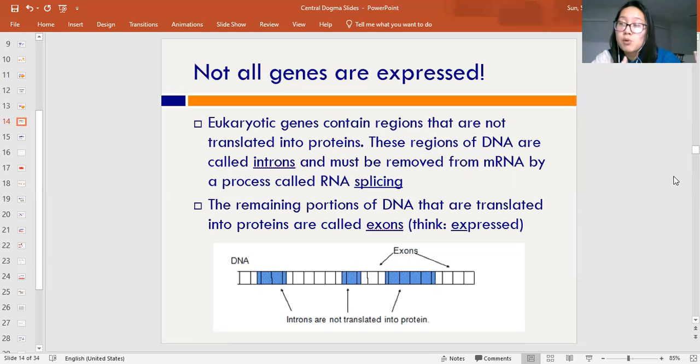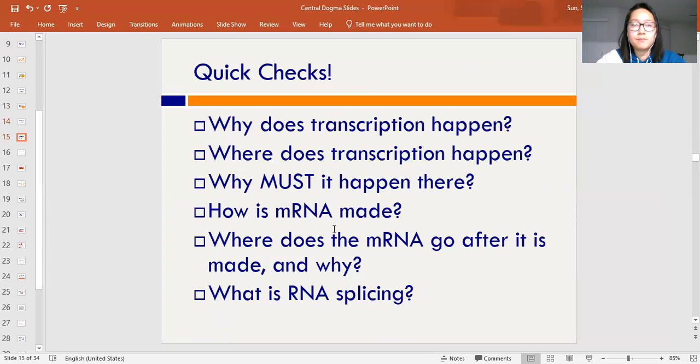And then the rest of the important parts that need to be read for that body part, for that body function, for that cell, are going to be translated into proteins. Those sections that are actually expressed are called exons. Okay, think expressed and exons. So you cut away the introns by splicing and you express the exons into proteins.